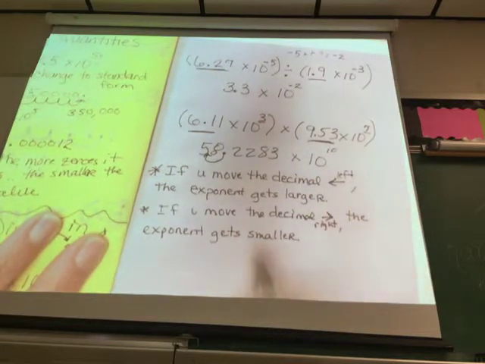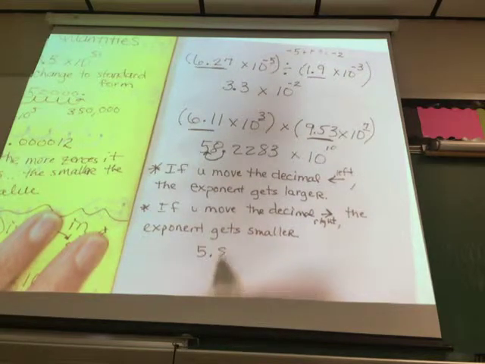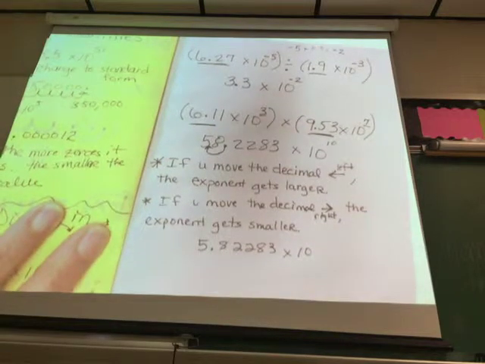So my new answer is going to be 5.82283 times 10 to the what power? 11. Perfect. 10 to the 11th power.